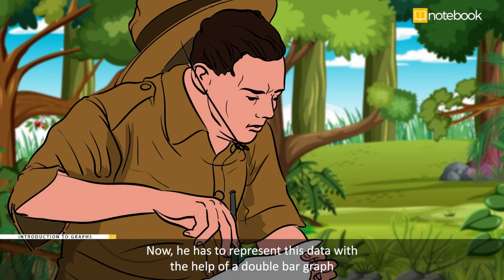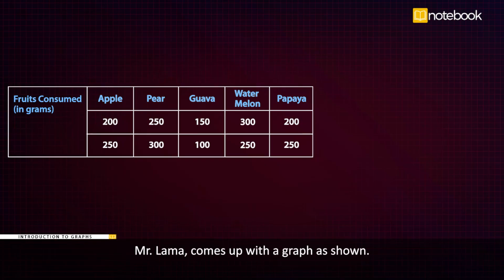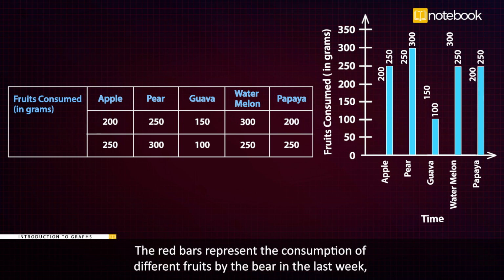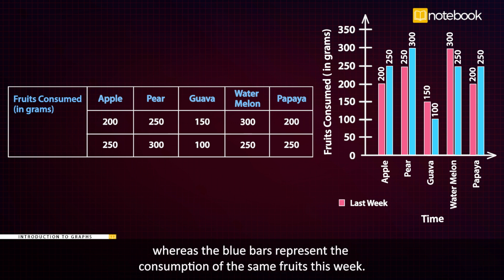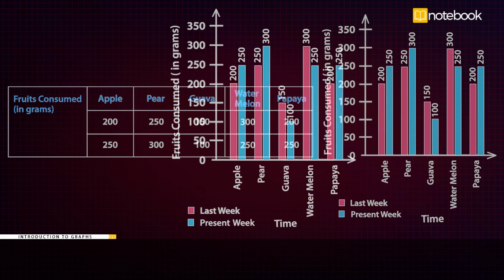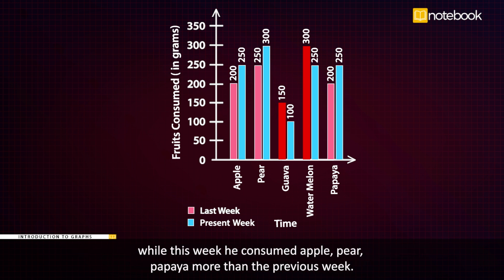Now he has to represent this data with the help of a double bar graph so that his superior can easily understand and assess the food preference of the bear. Mr. Lama comes up with a bar graph as shown. The red bars represent the consumption of different fruits by the bear in the last week, whereas the blue bars represent the consumption of the same fruits this week. Analyzing the data, we can clearly see that last week he consumed watermelon and guava more than this week, while this week he consumed apple, pear, papaya more than the previous week.